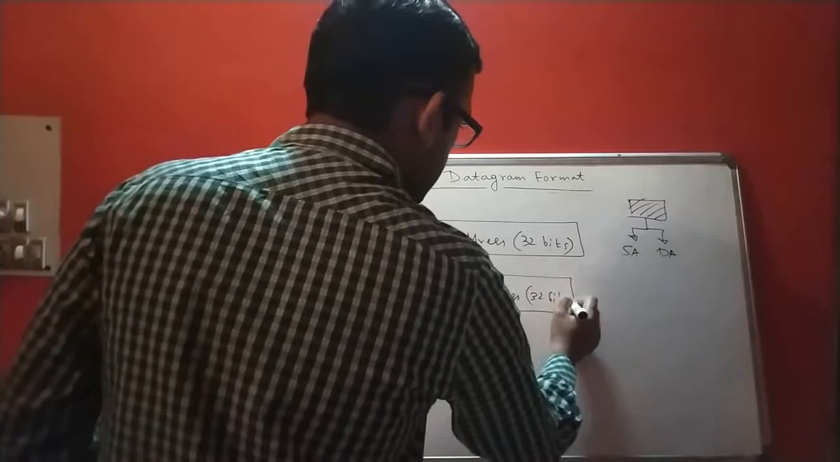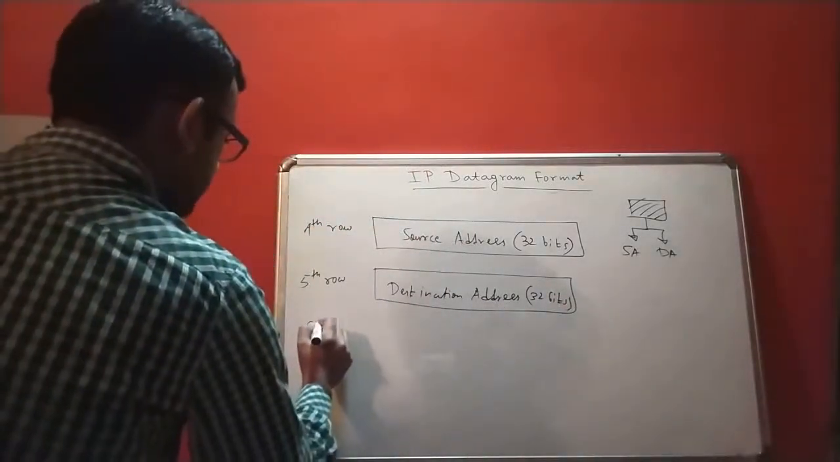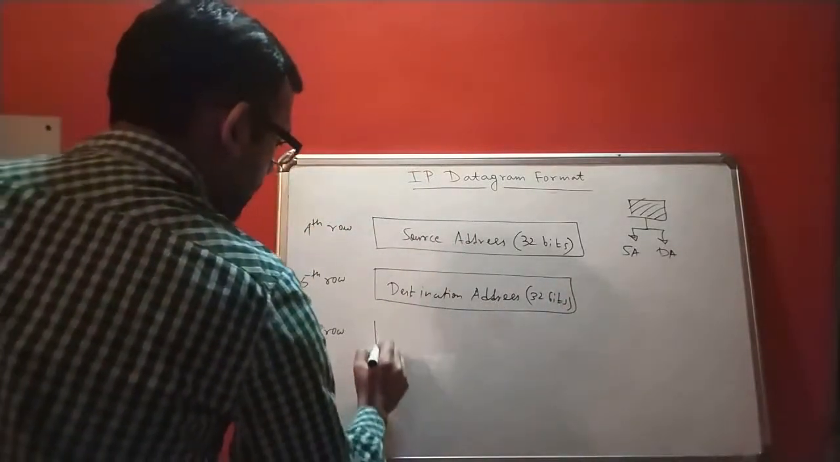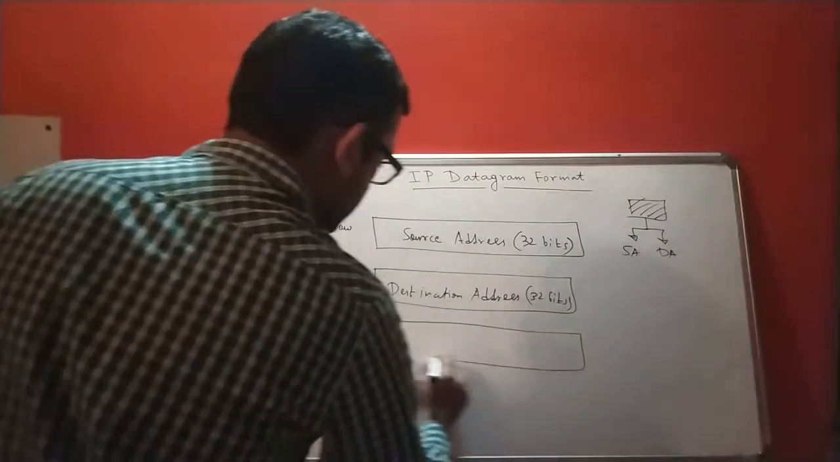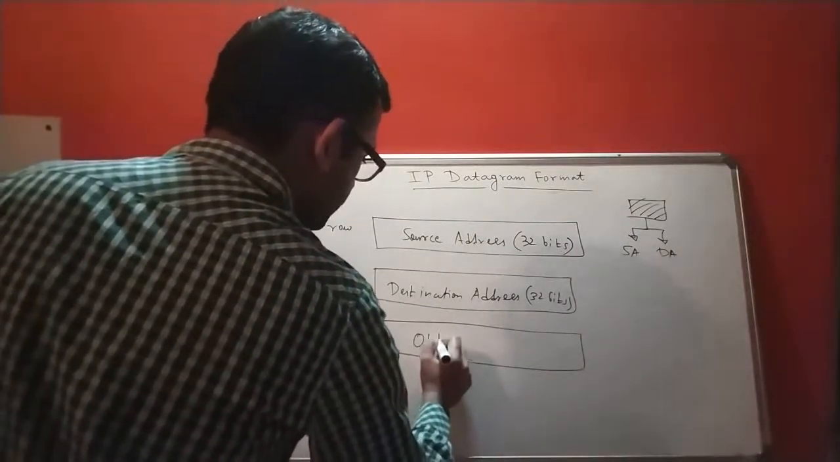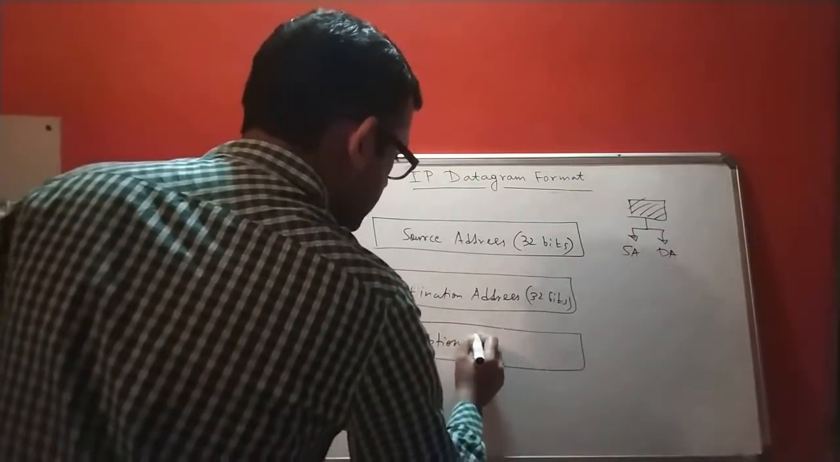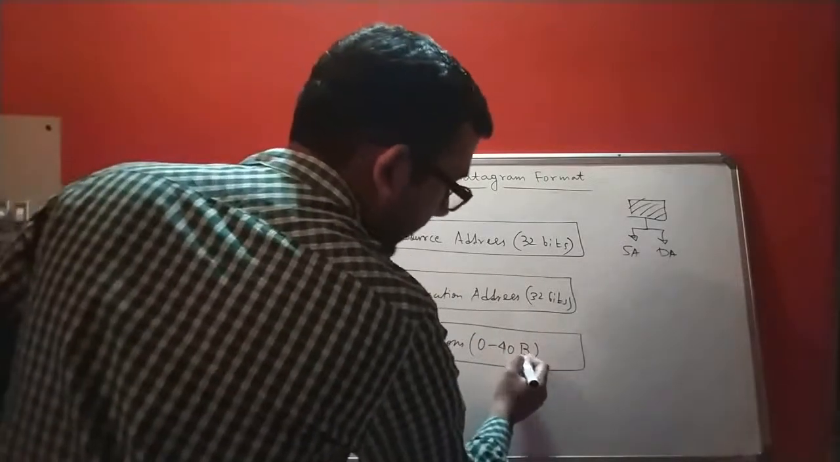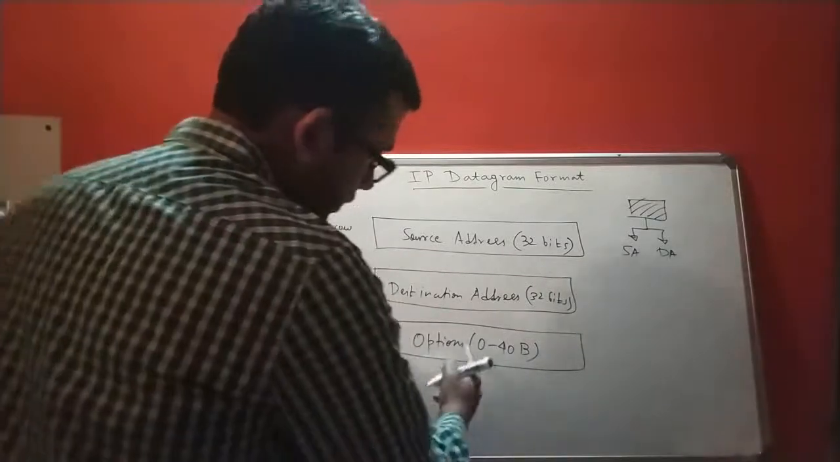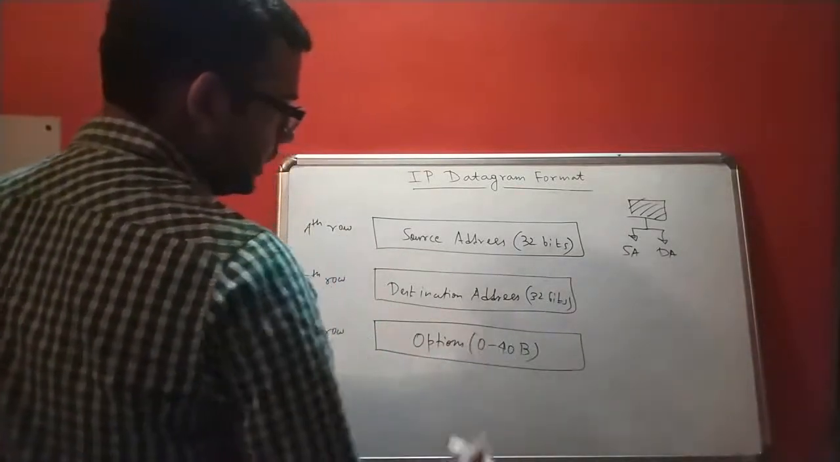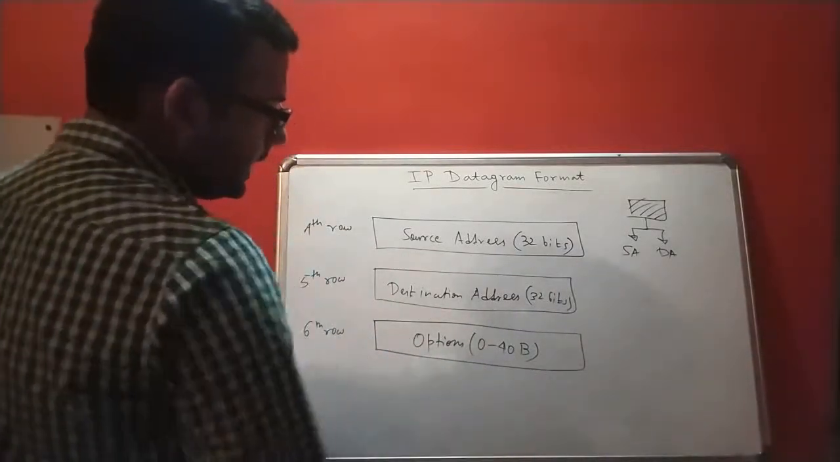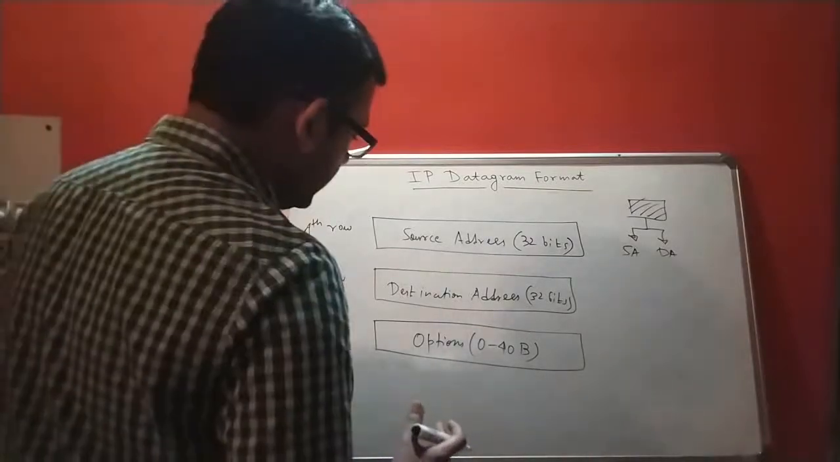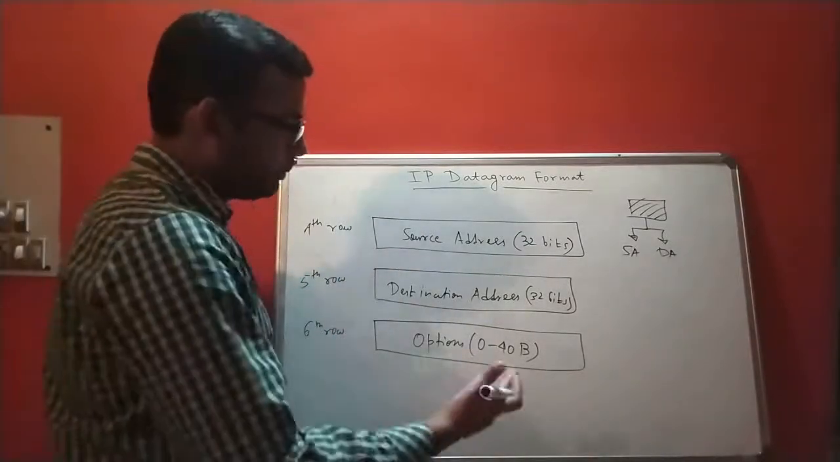Now moving on to the sixth row. The sixth row is called the options field. It consists of anything between 0 to 40 bytes, mind you, it's bytes in this case. Now why do you use this field? You use this field if you need extra bits for the padding procedure.